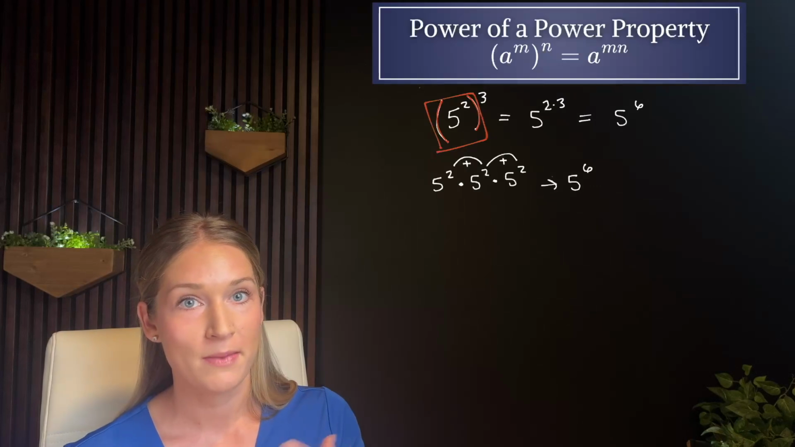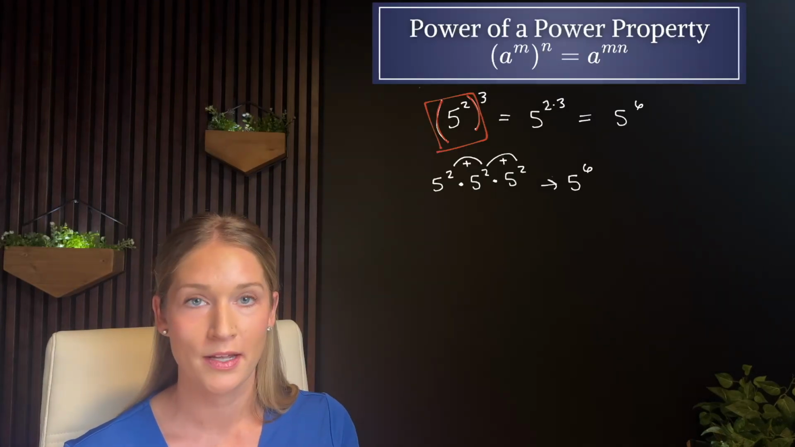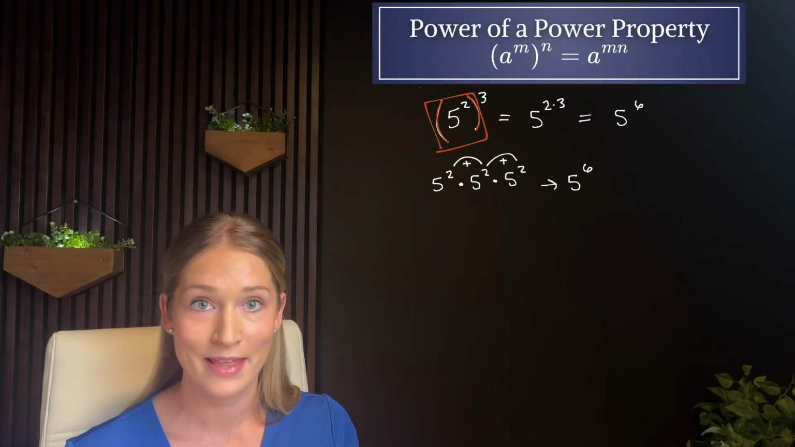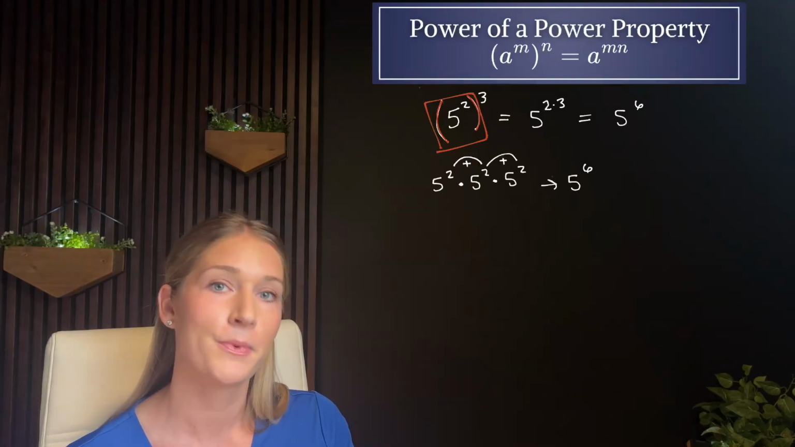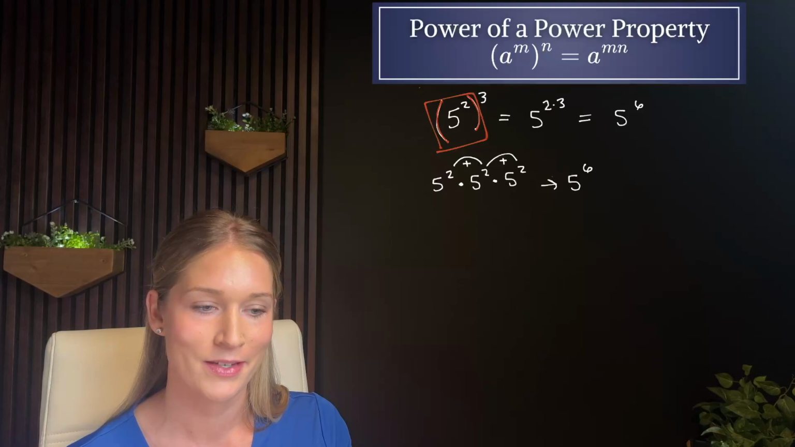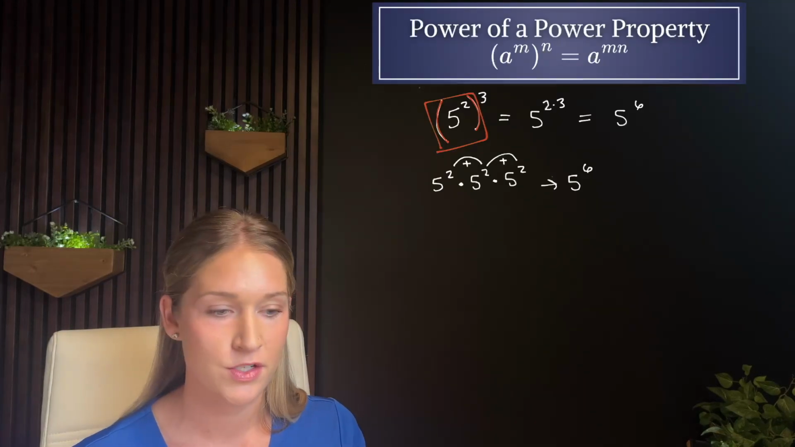So when you have a power on a power, you are just multiplying, because essentially you're just adding that number over and over and over. So when you have a power on a power, we just multiply those two exponents. Okay, so let's put it all together and do a few examples.